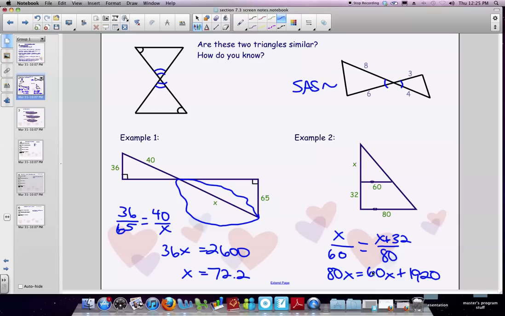It becomes an algebra problem. We subtract our 60x over to this side, and we've got 20x equals 1920. And then we divide by 20, and x is 96. The distance here, from here to here, would have to be 96.